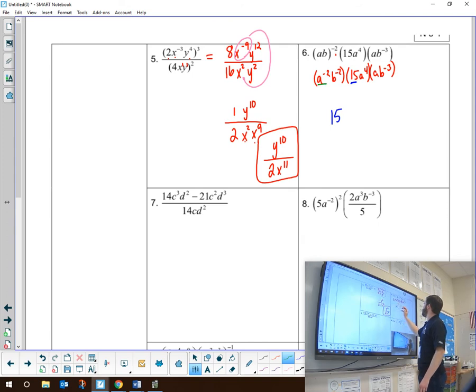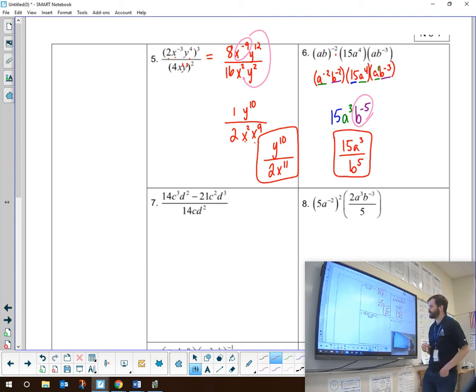First off, 15 doesn't have anything to multiply to, so it's just going to go right there. My a's, we have a to the negative 2, we have a to the 4th, and we have a to the 1. Remember, there's an invisible 1 right here. So we add them together, right? So 4 plus 1 is 5. 5 plus negative 2 is 3, so we're going to have a to the 3rd. Then we're going to add my b's together. We have a b to the negative 2 and a b to the negative 3. You can add those together. That's going to make b to the negative 5. And then to finish out my answer, this b to the negative 5 needs to go to the bottom, right? Because it's negative, so we need to flip it. So we're going to go 15a cubed on top, b to the 5th on bottom.